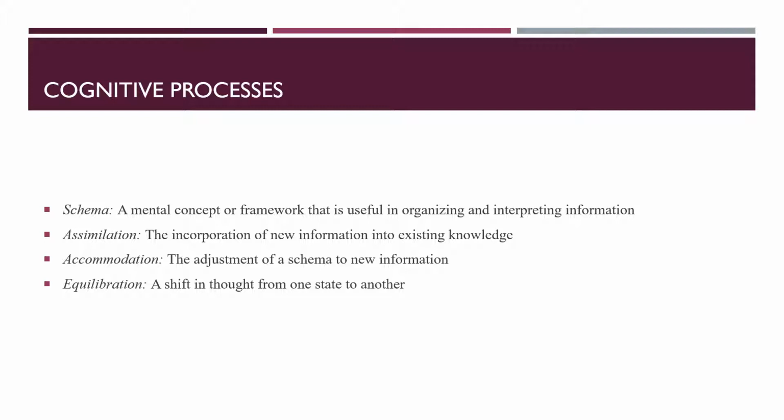And then equilibration, our last concept here in Piaget's theory. So for Piaget, then, this is essentially moving from one thought to another. And so to make sense of the world, then, adolescents organize their experiences and adapt their thinking to include new ideas.